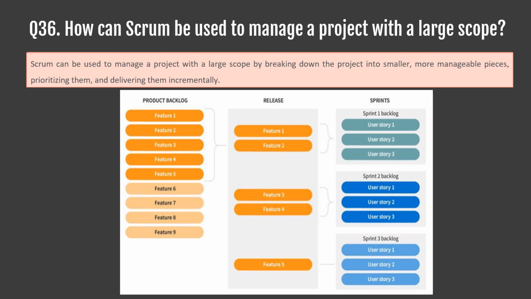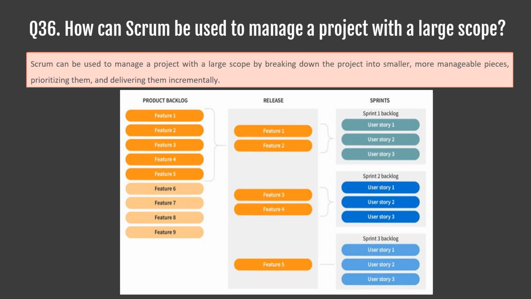How can Scrum be used to manage a project with a large scope? Scrum can be used to manage a project with a large scope by breaking down the project into smaller, more manageable pieces of work. This can be done by creating a product backlog that includes all features and functionalities that the product needs to have. The backlog can be prioritized based on business values and efforts required. The team can then work on the highest priority items first and deliver them incrementally in sprints.